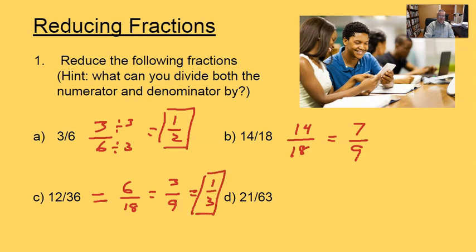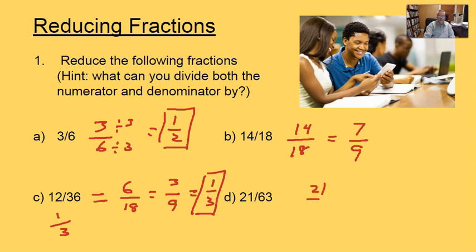Maybe you realize that 12 goes into both these numbers. 12 divided by 12 is 1. 36 divided by 12 is 3. Maybe you could do it in one shot. My point is, though, if you take smaller steps, that's fine. Just keep going until there's nothing we can divide the numerator and the denominator by.